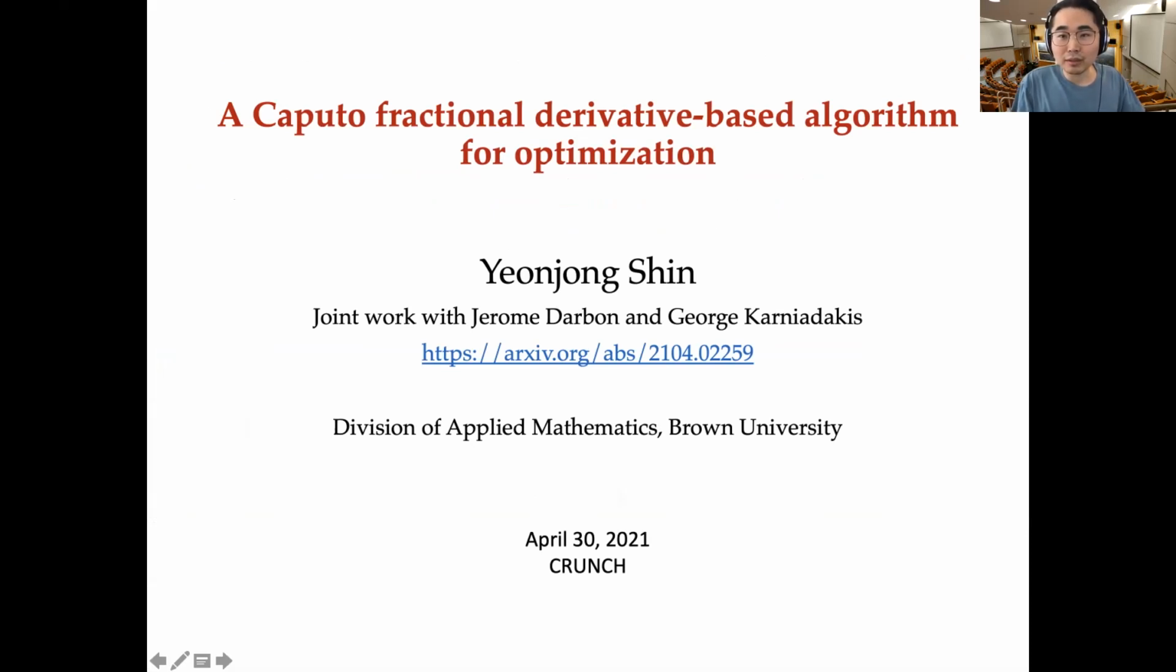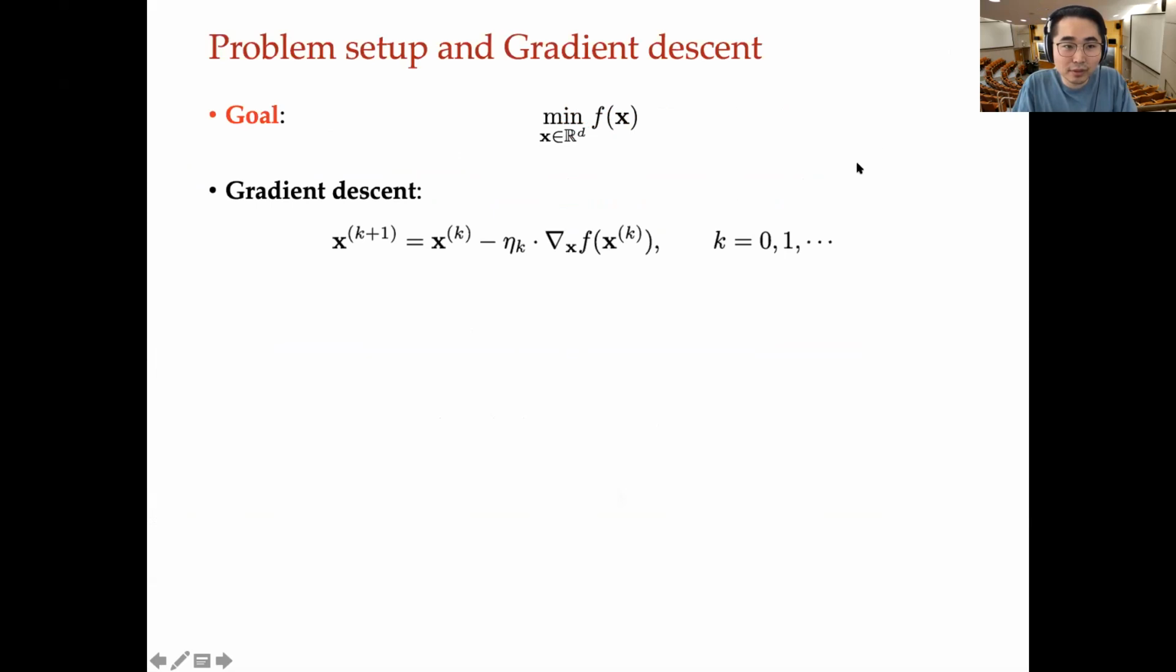So today, by the way, thank you for a nice introduction, I am going to talk about my recent work with Jerome and George, a Caputo fractional derivative-based method for optimization. The goal is to solve this unconstrained minimization problem. Here, f is a real-valued function defined on d-dimensional space, and we assume f is sufficiently smooth for the purpose of defining the Caputo fractional derivative.